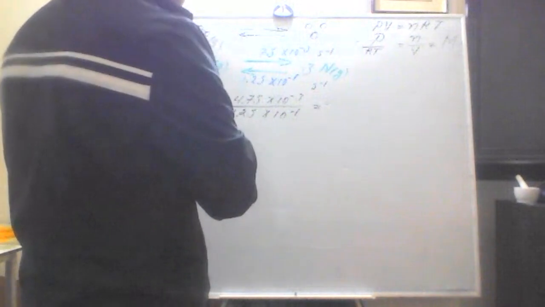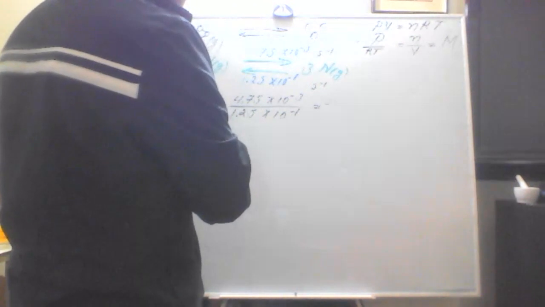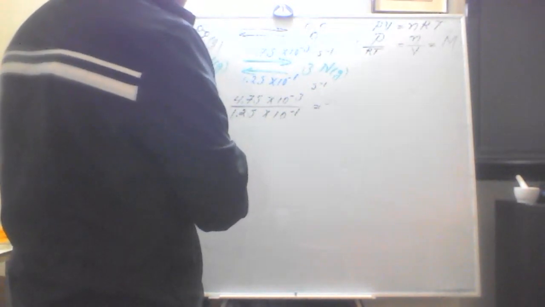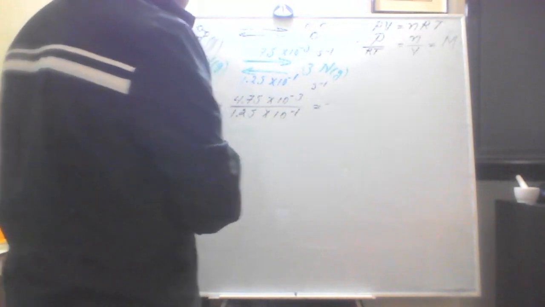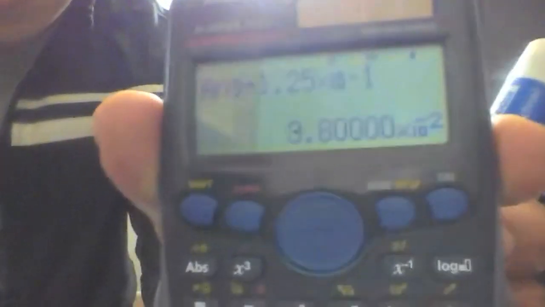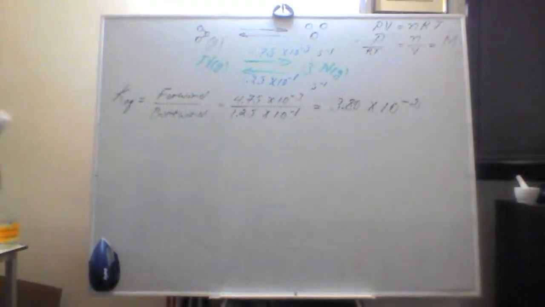Now we compute it. 4.75 times 10 to the minus 3 over 1.25 times 10 to the minus 1. And this is what we get there: 3.8 times 10 to the minus 2. So we get that this constant is 3.8 times 10 to the minus 2. So that will be the equilibrium constant. And from that, now you can write an equilibrium constant expression.